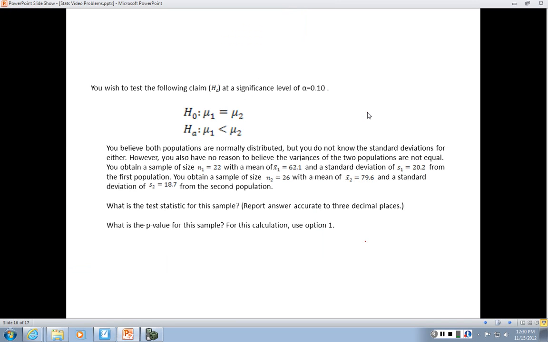Let's come over here. The test statistic that we just got was negative 3.094, and the p-value was 0.0017. Okay, so now we can look at our data and draw decisions and conclusions from that.